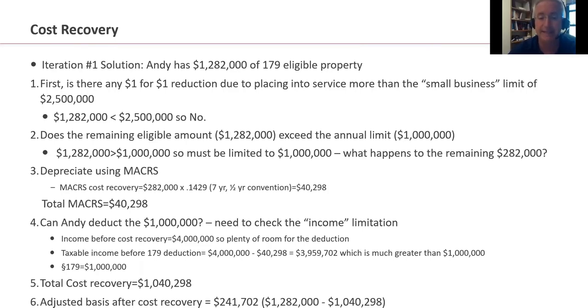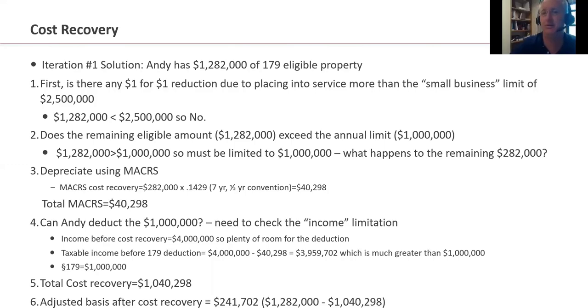If we look at his income given before cost recovery, that was just $4 million. I gave that to you. But we need to make sure we examine it with all deductions in there except Section 179, which means we need to deduct his Maker's depreciation. That's the $40,298. That $3.959 million left is his taxable income before 179. That's clearly more than $1 million, and he's not going to create a tax loss. So again, that gives us total cost recovery.